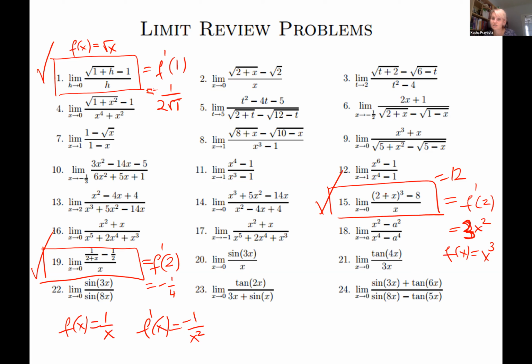Okay, Tori is asking, wait, how is 15 12 again? Because for number 15, I'm using the concept. Number 15 represents the derivative of the function x cubed. The derivative of x cubed is 3x squared, and we know that x is 2. Okay, 2 squared is 4, 4 times 3, 12.